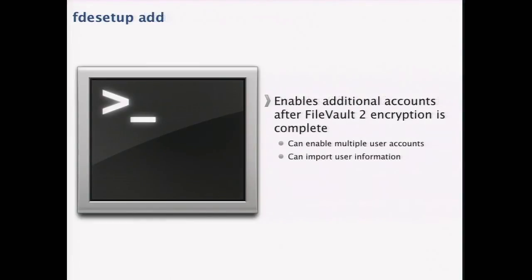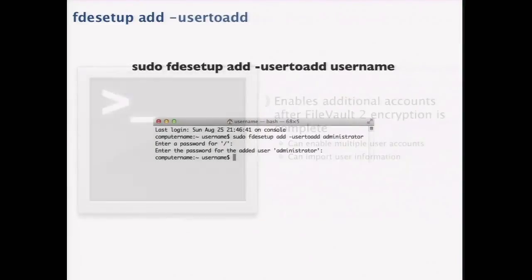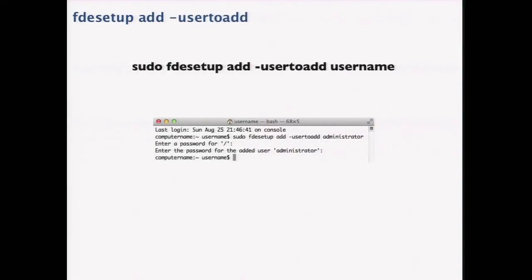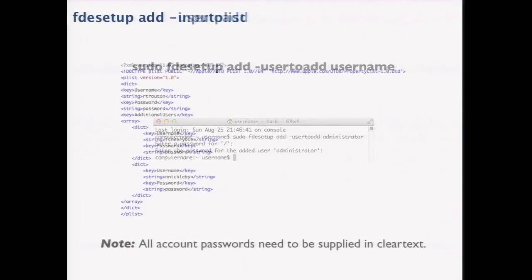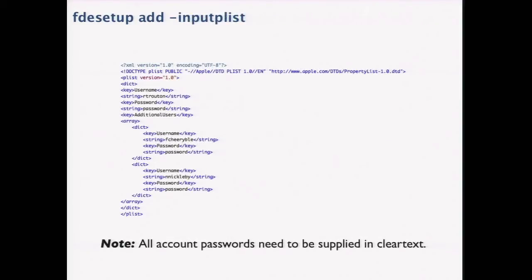Now, once the Mac has been fully encrypted with FileVault 2, you can add additional users using fdesetup. Now, to do so, you'll need to provide the password of a previously enabled account, as well as the password of the account that you want to add. The command shown on the screen will enable a specified user on this encrypted Mac. The initial password prompt can be the password of any account on the Mac that's already been enabled for use with FileVault 2.